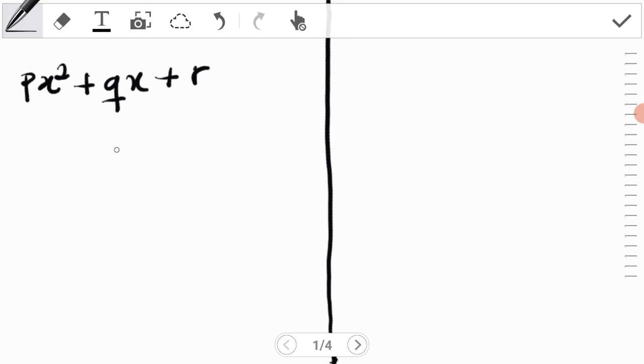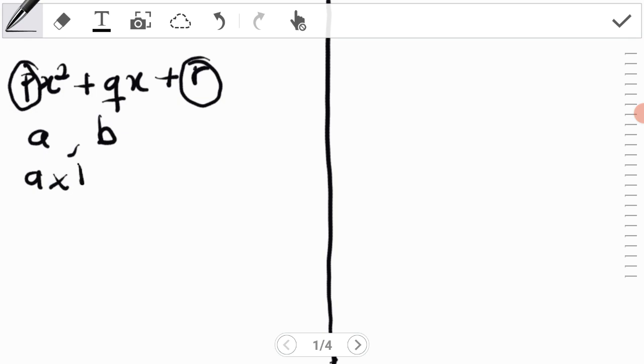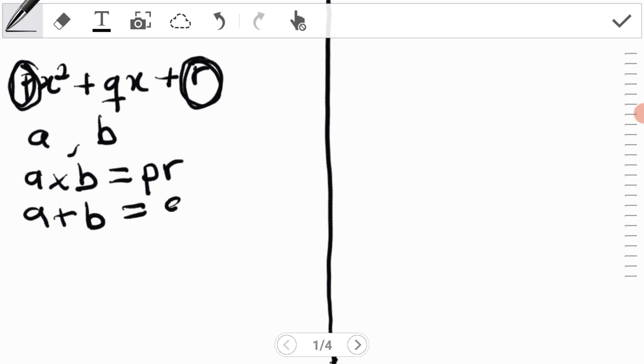now what you should know is that this p and this r, you should find numbers that when you multiply, will give you the same value as when you multiply this p and this r. So let's say you choose numbers like a and b. When you multiply a and b, it should be equal to p times r. Now, with these numbers that you chose, make sure that when you add them, it should give you q, this number.